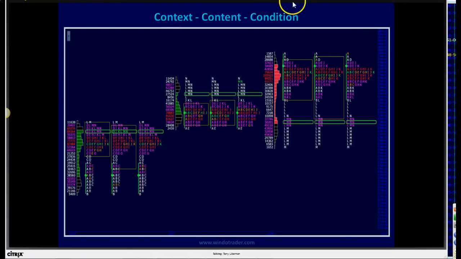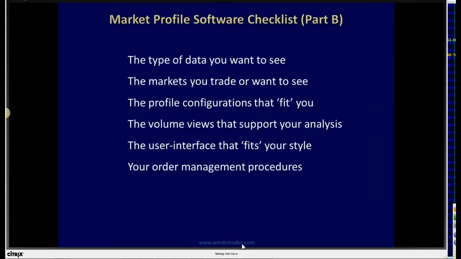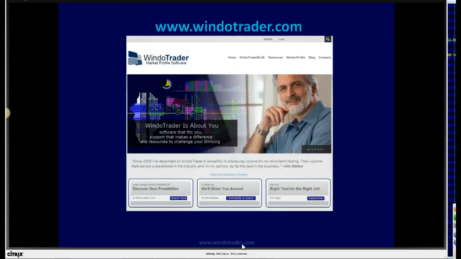On our website, if people are interested, there is a market profile software checklist. That's at windowtrader.com, that you see right here at the bottom. I would just share that right with you, the website there, for people that are looking for market profile software, I think they might find that very helpful.